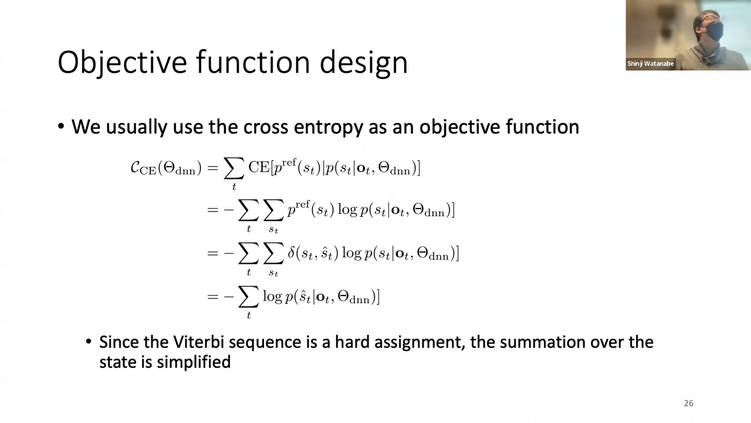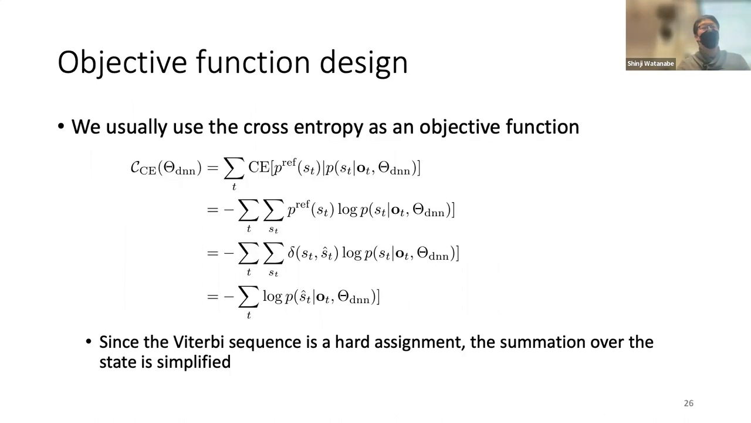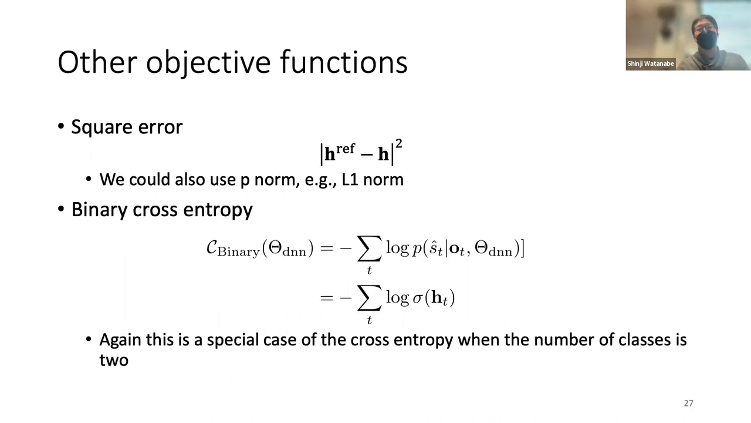Is that everything? We actually have a lot of other variations. Like we could also use the square error if we find some ground truth state sequence and so on. We could also use a binary cross entropy by combining each of the multi-class problem as a code and representing it as a binary class and so on. But many people actually use the softmax and cross entropy based approaches.